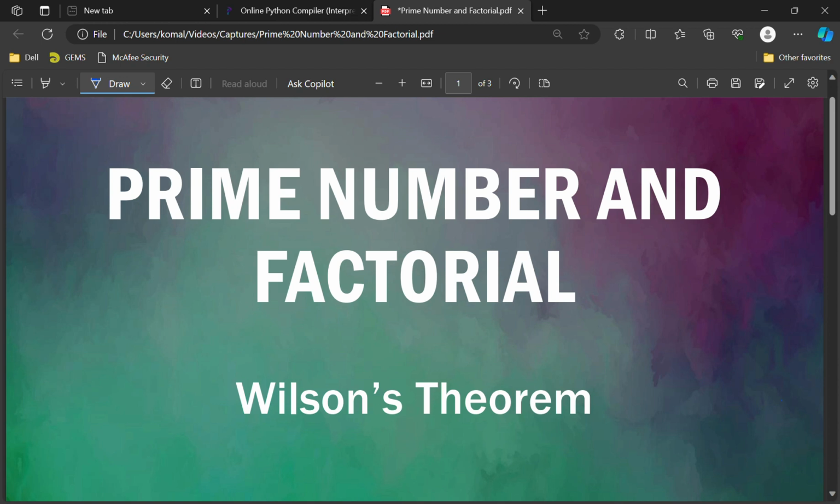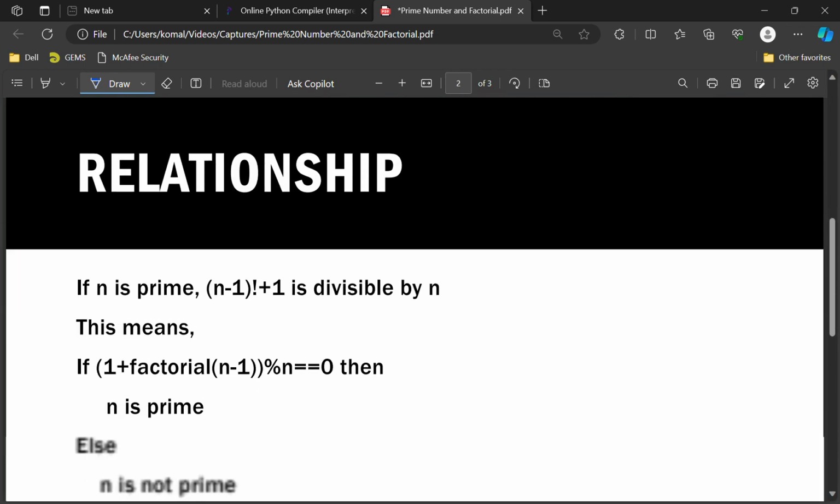Hi everyone, I am here with one interesting topic based on prime numbers and factorial. So what is the relationship between prime number and factorial of a number? According to Wilson's theorem, there is a strong relationship between a prime number and its factorial.